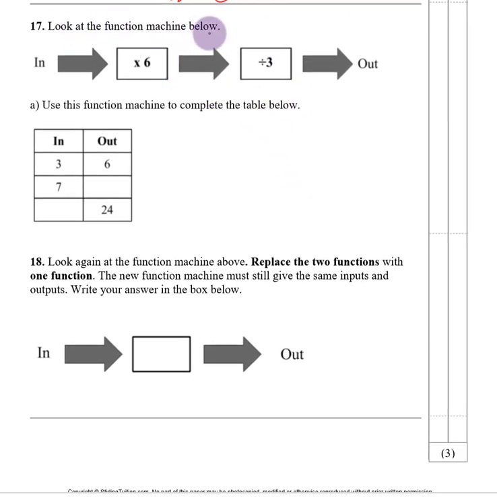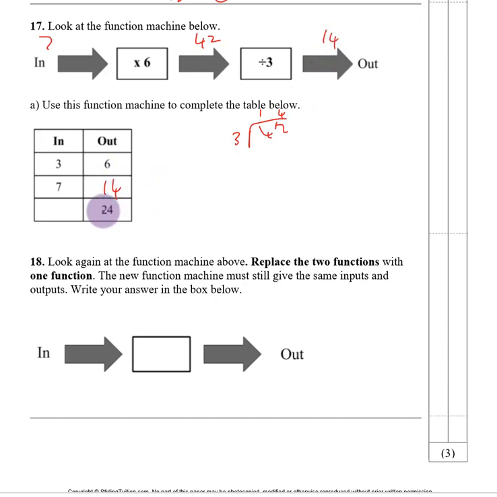17. Look at the function machine below. We've got our number in, times by 6, divide by 3, and then our number out. So here 3 goes in, 6 comes out. We have to do it with 7 and then do the inverse for 24. So 7 times by 6 gives me 42. Then 42 divided by 3 goes 14. So the number coming out here will be 14.